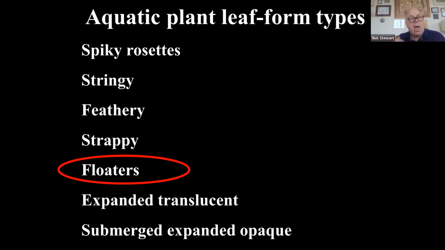So as I was saying, this is part of a group of webinars, and I've been tackling each of the leaf form groups in separate webinars. But today I'm wanting to talk about floating leaf species, which is one of the larger groups. So we've actually divided this into two parts.